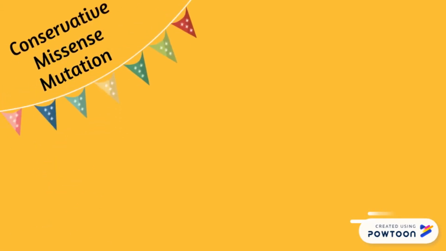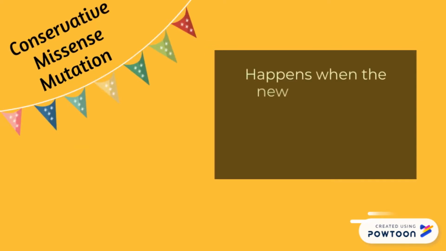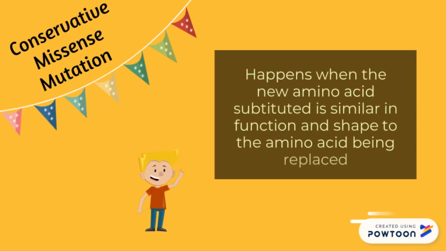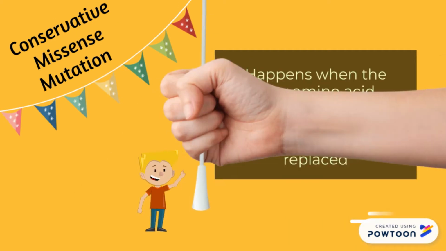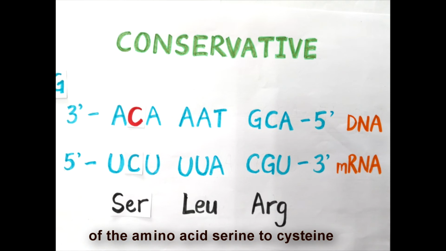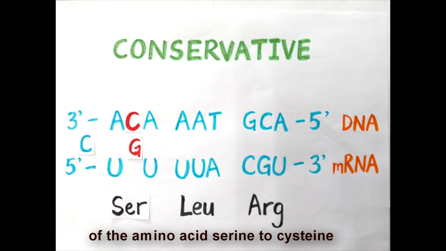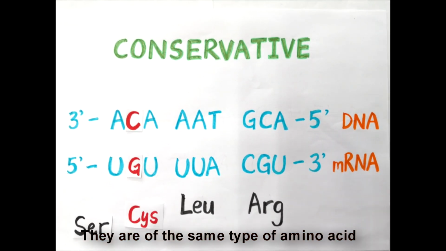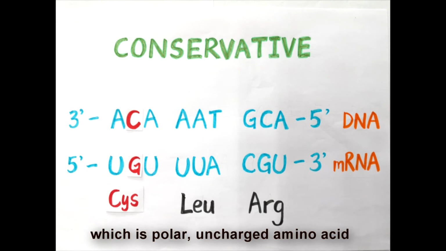Conservative missense mutation happens when the new amino acid substituted is similar in function and shape to the amino acid being replaced. For example, the change in nucleotide base causes changes of the amino acid serine to cysteine. They are of the same type of amino acid, which is polar, uncharged amino acids.